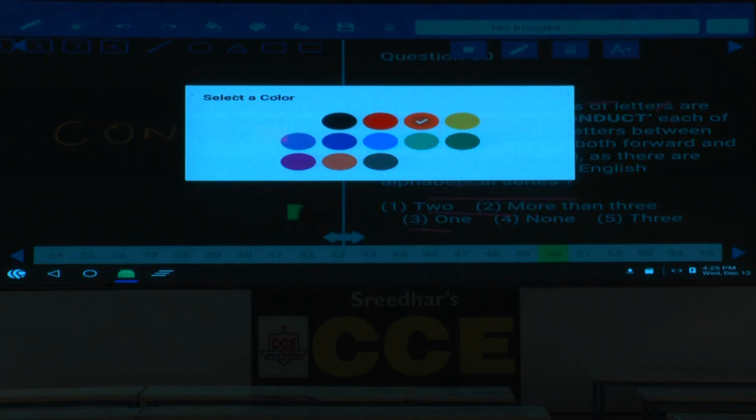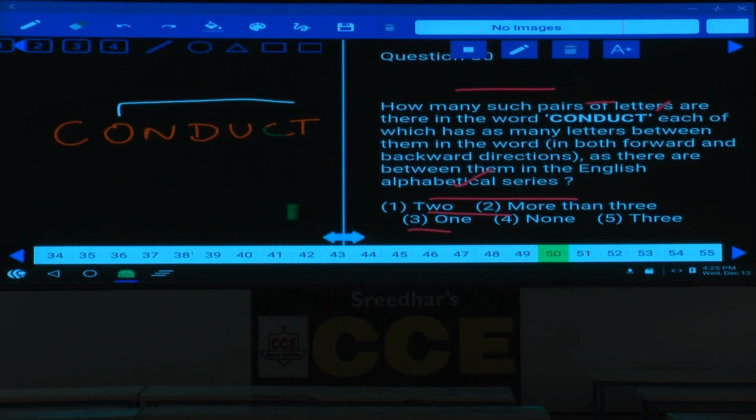Between O and T, if you observe here in this word conduct, how many letters are there? 4 letters. Now, in the alphabetical order also, between O and T we have only 4 letters: P, Q, R, S. Hence, the number of letters in this one and that one is the same. Hence, this forms a pair.